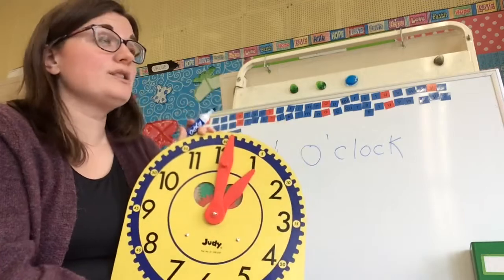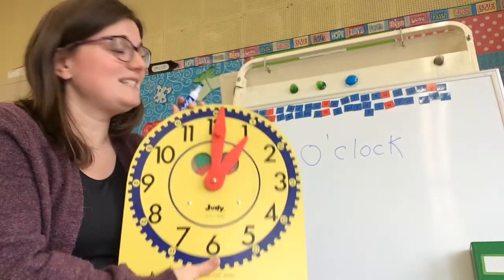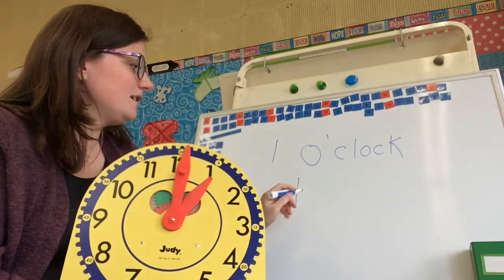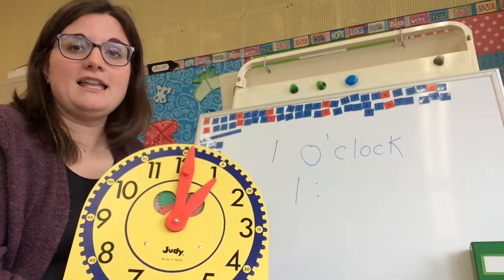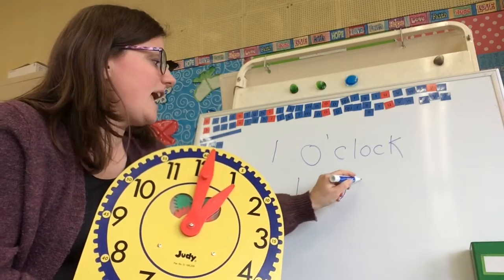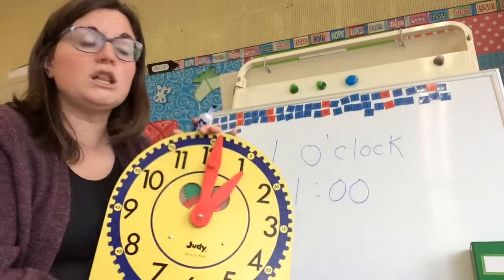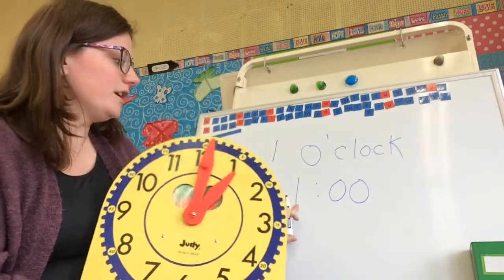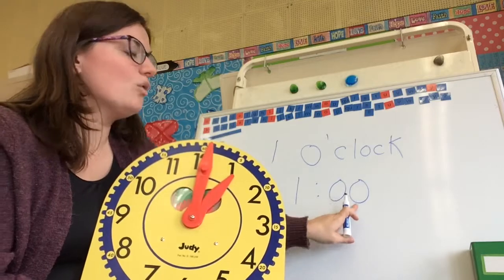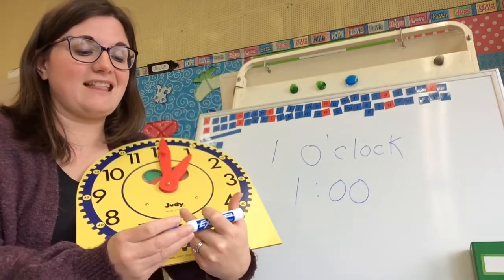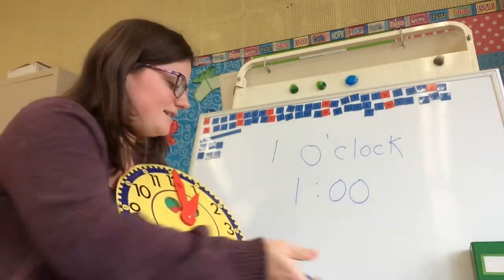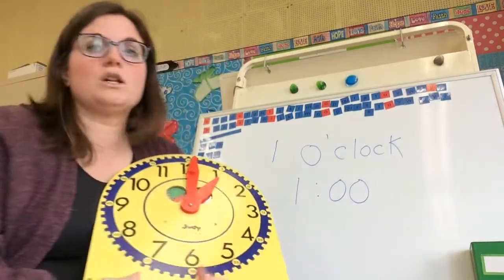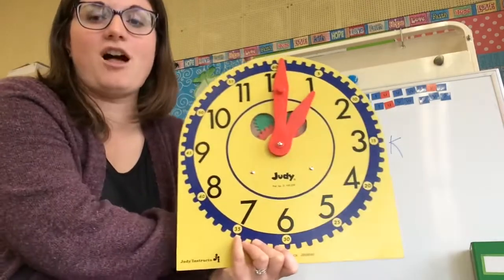Now, we can also write this using digits. We can do 1, dot, dot, and then we do 0 and 0 because o'clock is 2 zeros. We have 1, the hour, then we do dot, dot, and then o'clock means it's at the 12, which means it's 0 minutes, okay? So it's 1 o'clock, okay? And that's what our clock has.